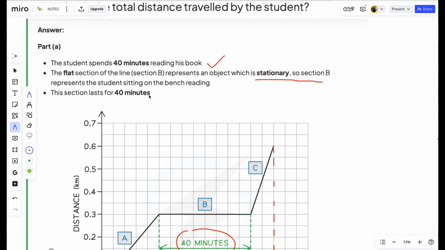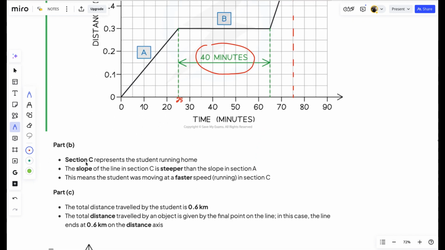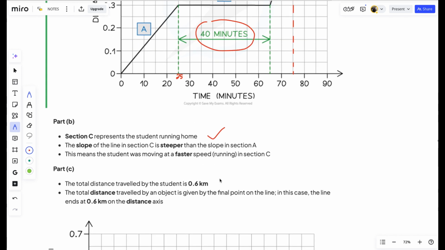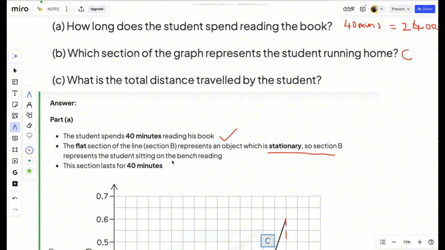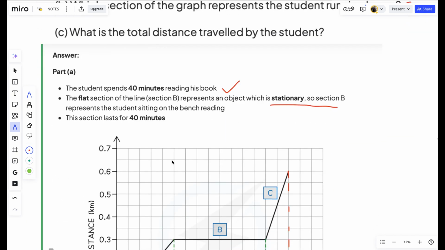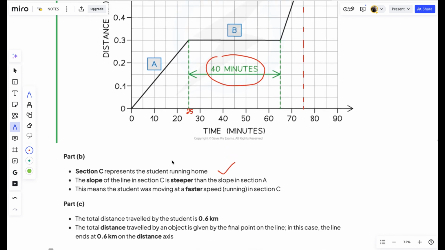Okay, now let's see the next part of the question, B. It says section C represents the students running home, which we have already said. Then it said the slope of the line in section C is steeper than that of section A. That's how we knew that it represents they were running home. Now part C of the question says we should calculate the total distance traveled by the students. So we have to bring all this distance out.